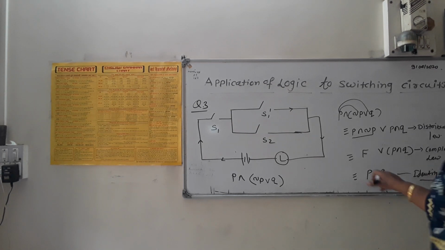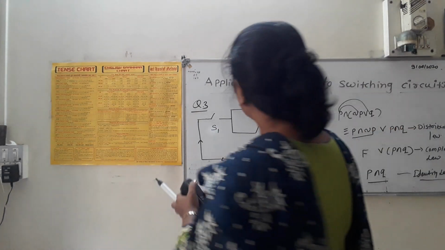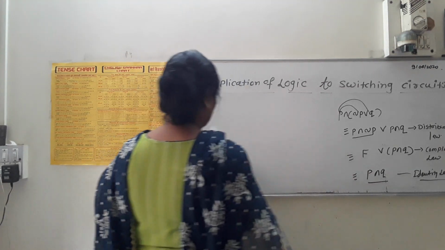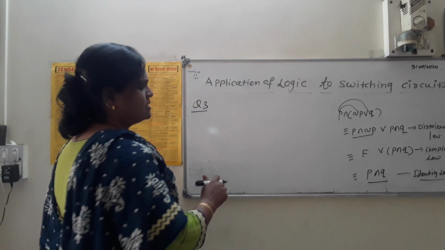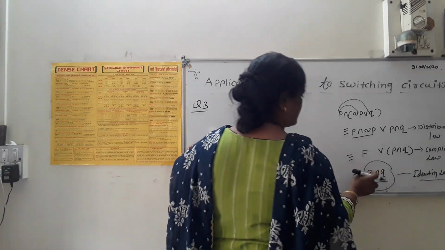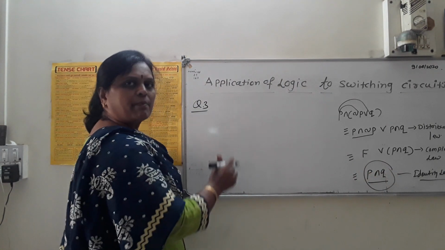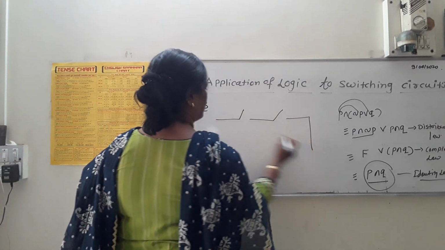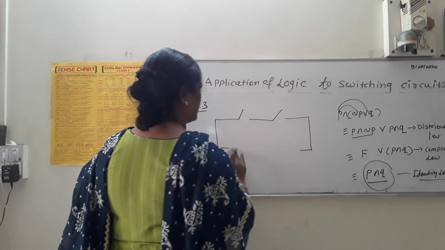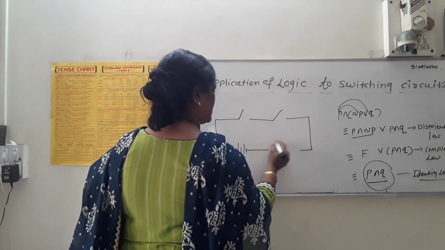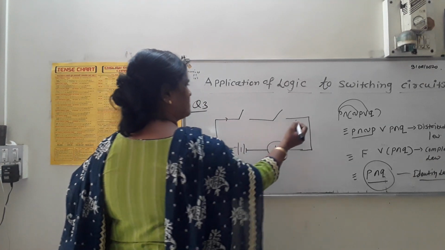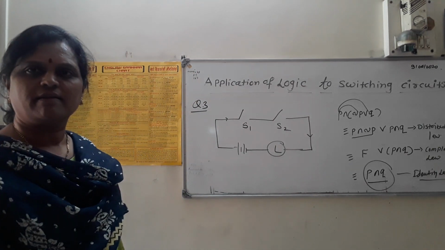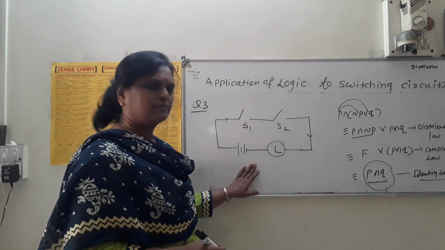Identity law, P and Q. And now, what is the simplified circuit? We have to show here the simplified circuit. But simplified circuit means only P and Q. We have to show here P and Q. So here S1 and S2, S1 and S2. Okay. Thank you.